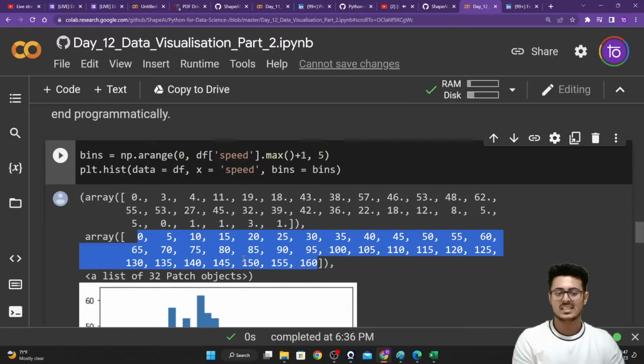To create these bins, we are going to use np.arange. That is a numpy function, right? Like I said, do you guys remember why numpy is used? Can you guys let me know why numpy is used?